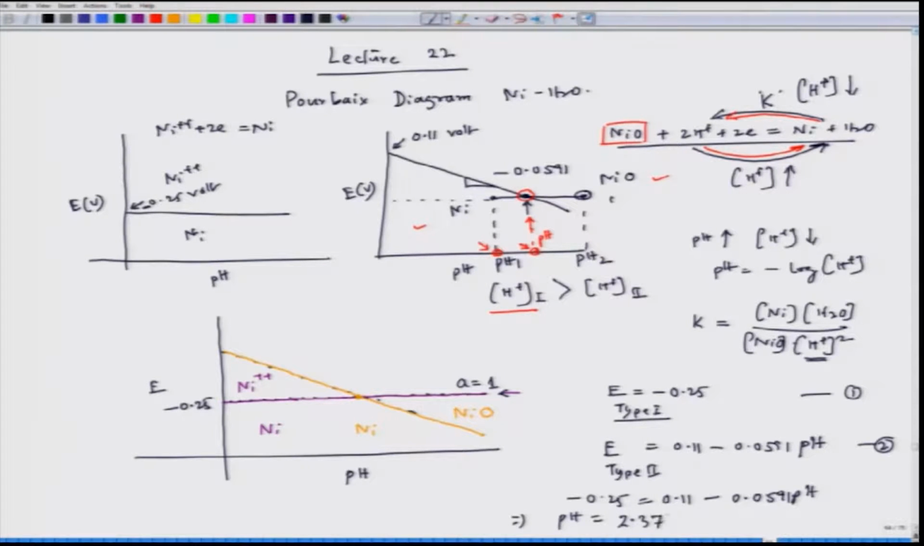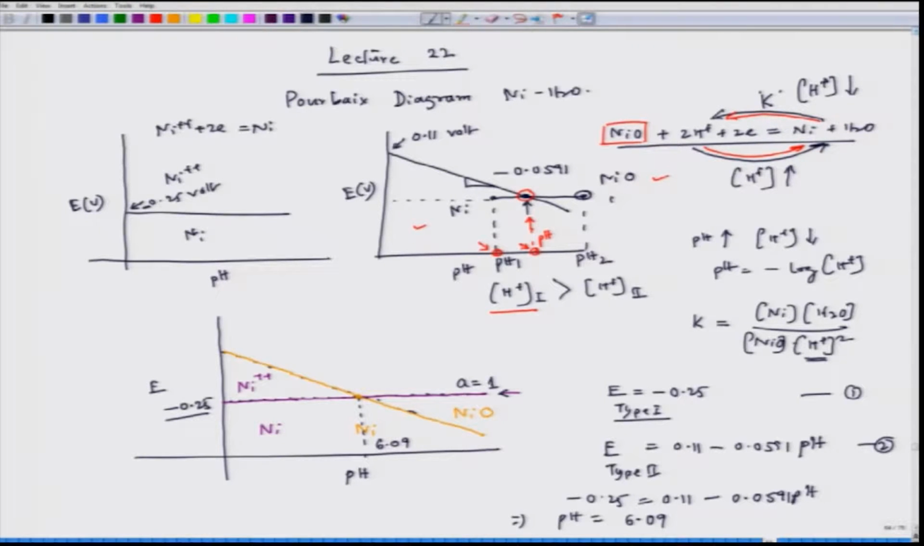2.37. So, this pH value is nothing but 2.37. If we solve this, sorry, I think we made a mistake in the calculation. So, it should be 0.25 plus 0.11 divided by 0.0591, equal to 6.09. So, this value is the 6.09 pH level, and the potential, of course, will be minus 0.25 if we consider activity to be 1.